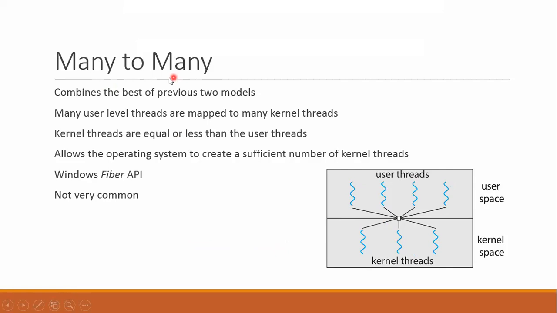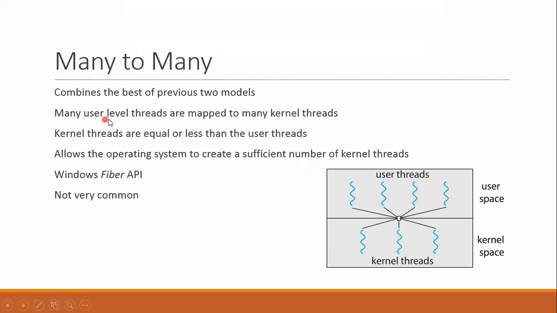Many-to-many model. This model combines the best features of the previous two models. That is, from the many-to-one model, it supports that many user level threads can be mapped to a single kernel thread. And from the one-to-one model, it takes the feature that there may be a one-to-one correspondence between the user threads and kernel threads.